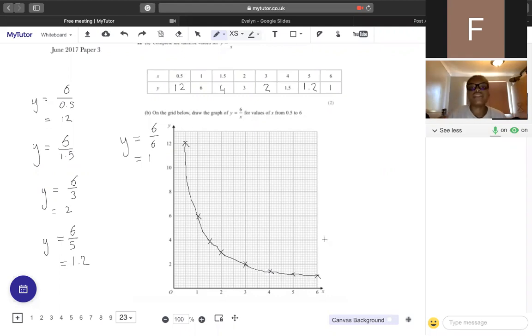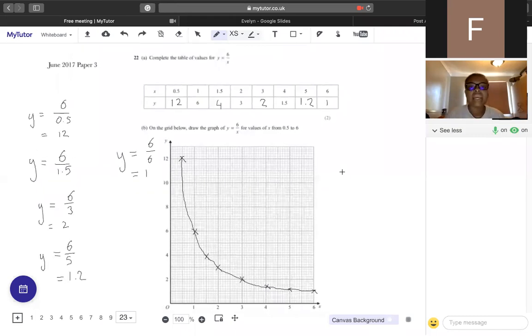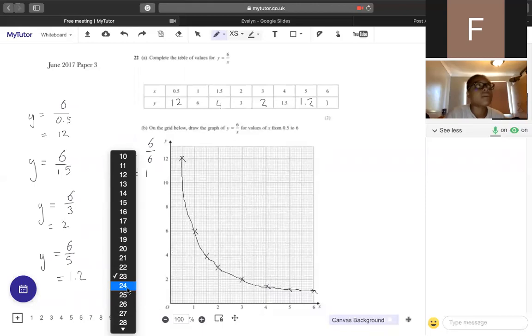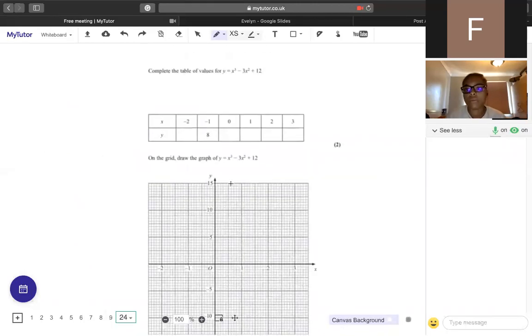And you would get 2 marks for this, or full marks for this question, if you've got all your values in your table correct, and you've plotted all your coordinates correctly, and you've drawn a smooth curve that goes through each of these points. So we probably have time for one more example, and then we will open up to questions. So let's do this one then.